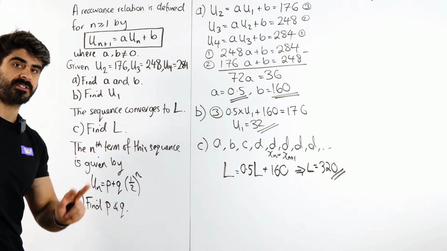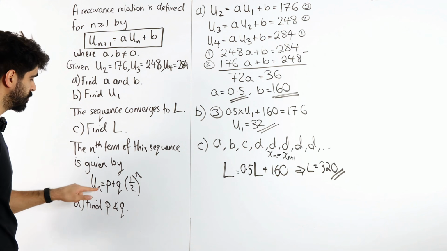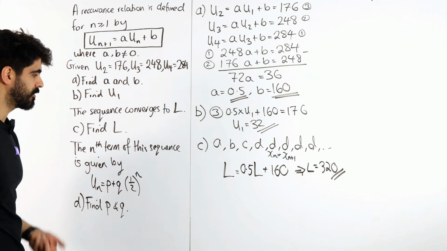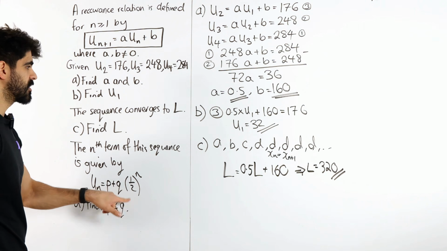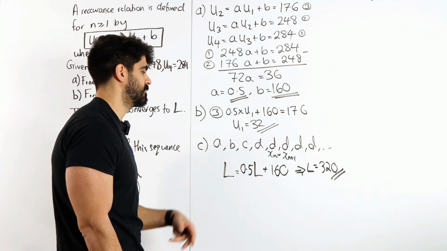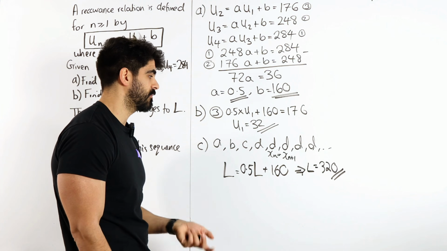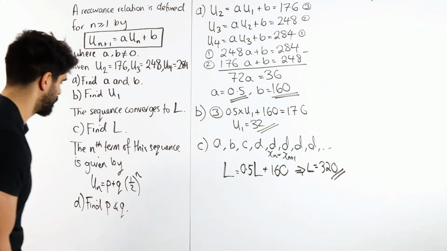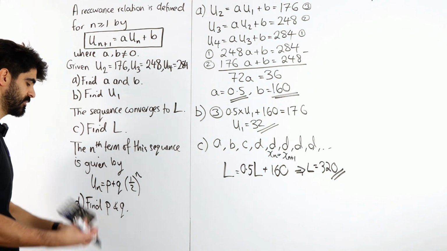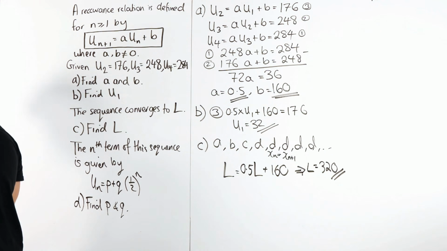Now this is a deductive formula, meaning U2 is P plus Q half to the power of 2. That makes sense, this half being the same as this A value. We're just multiplying these values by a half, but then you just have this plus 160 as well. It just wants you to find the value of P and Q.